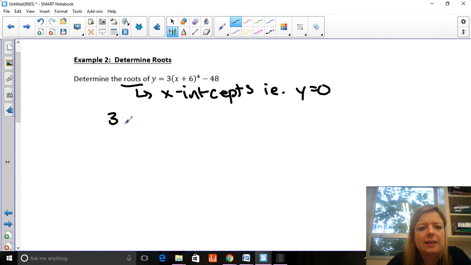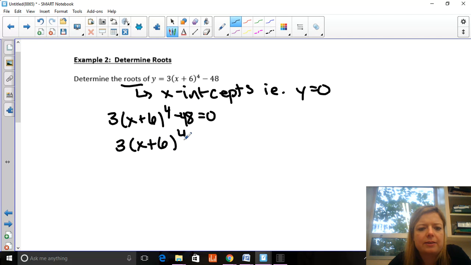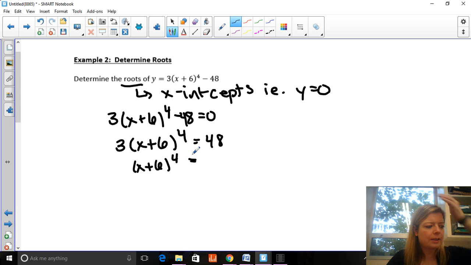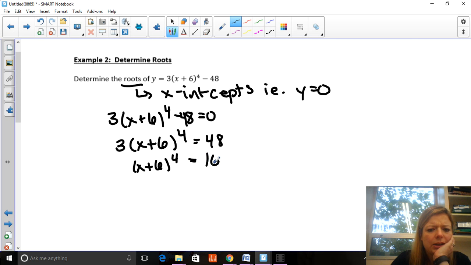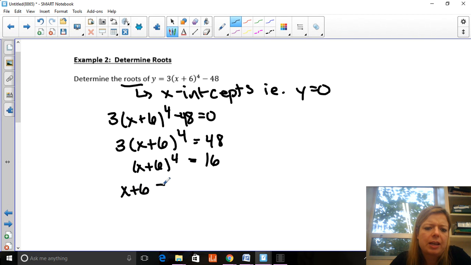So remember, if it's in this form, literally all you have to do is set y equal to 0. Sorry, that's 48. And now start moving stuff over and isolating x. Okay, we don't need to factor anything because this is already in this form. So we get x plus 6 to the 4. 48 divided by 3 is 16. So because we're taking the quarter root, we have to take the plus or minus quarter root of 16.